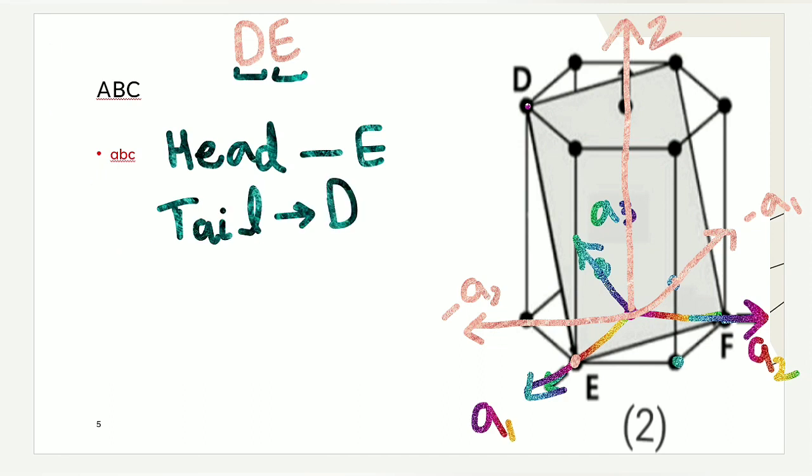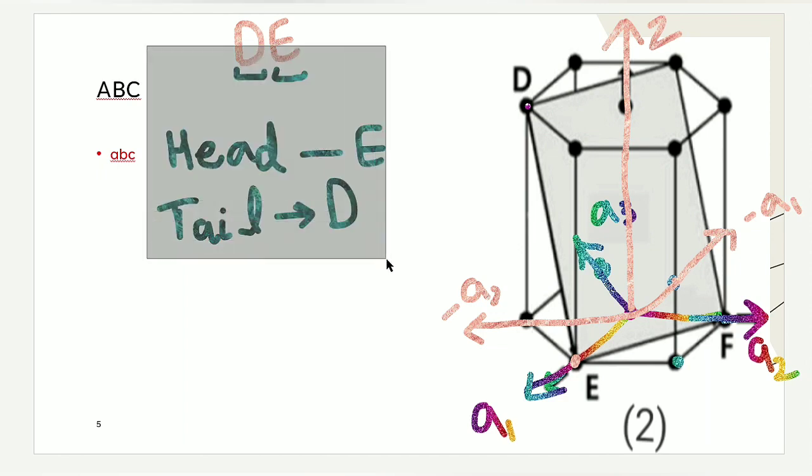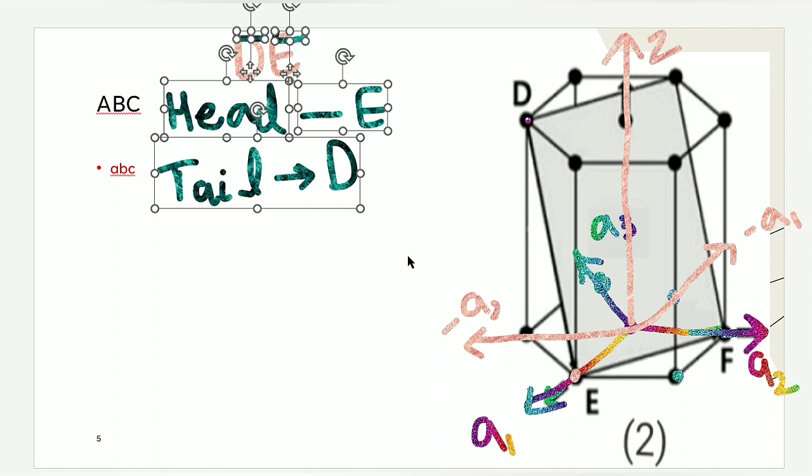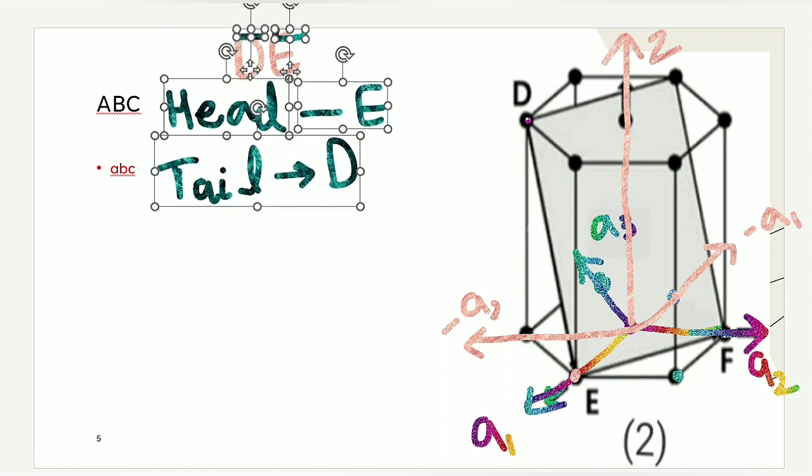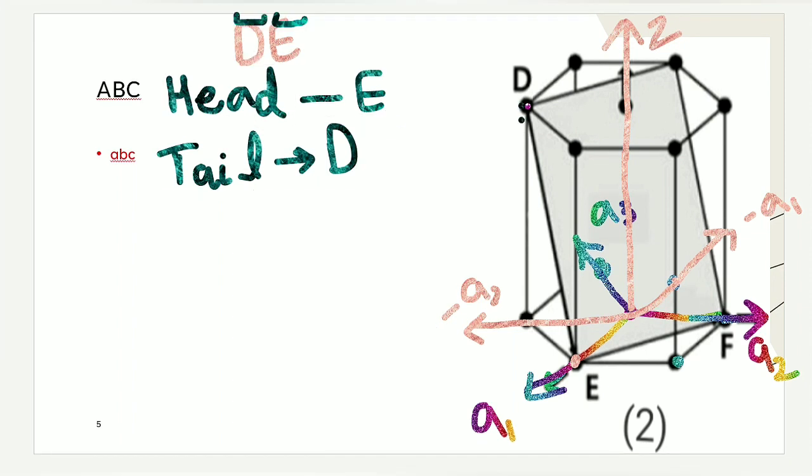Now we need to calculate their coordinates, we need to calculate the head coordinates and tail coordinates. So for tail first, tail is at point D. This is the point D. So yes, this is the point D. Coordinates means which movement along the axis directions is needed to reach that point, okay? And the axis directions that we are considering are A1, A2, and Z directions only. A3 direction is neglected.